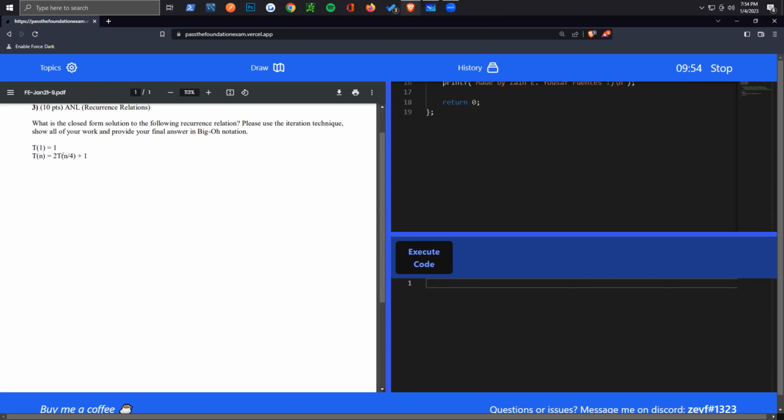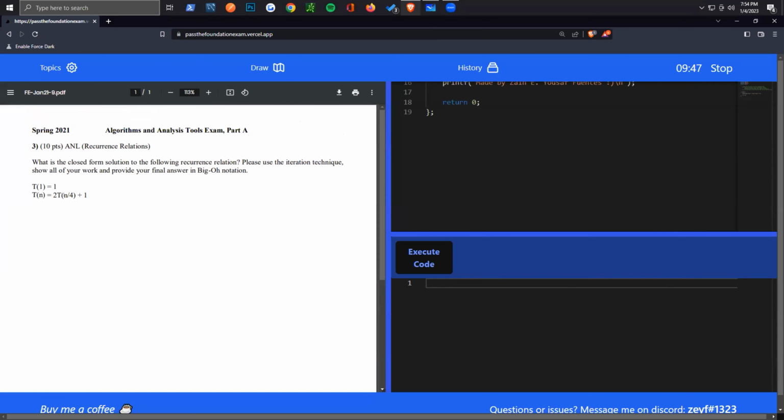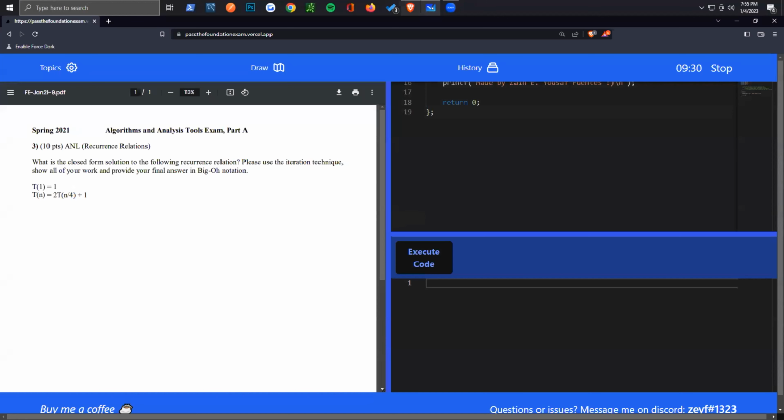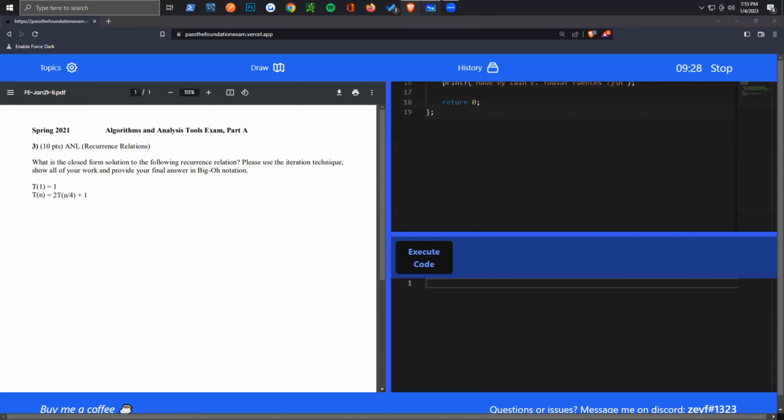So let's go on to the next problem. So we have 2 times t of n divided by 4 plus 1. So this one's actually going to be very similar. Yeah, this one's going to be similar. This one's definitely going to be weird. It's going to be a little weird. So t of 1 equals 1. And then we have t of n equals 2 times t of n divided by 4 plus 1. Now let me make sure this is correct. 2 times, yeah, this is correct.